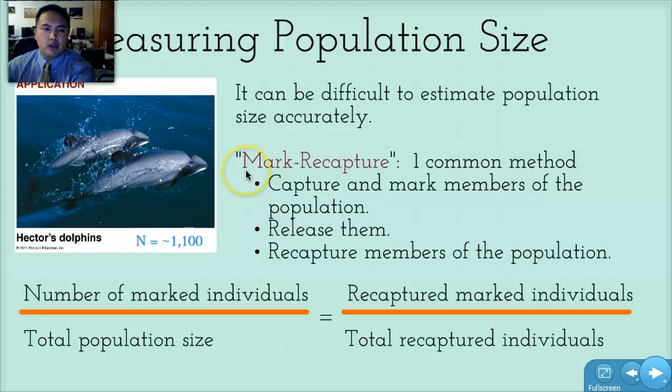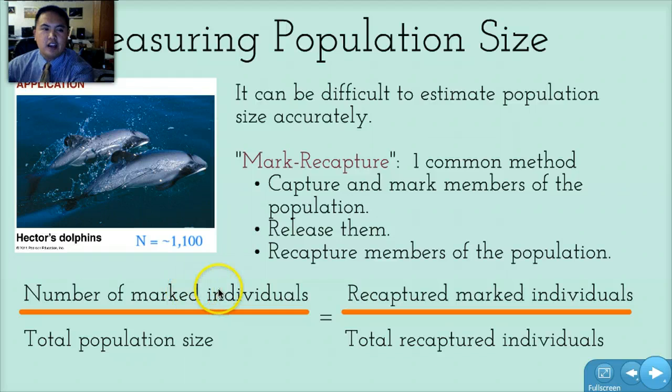One of the ways they could do it is called mark and recapture. It's a common method. What they do is capture and mark members of the population. Then they release them out in the wild. And then they recapture some and check for marks. So the number of marked individuals divided by the total population size should be equal to the number of recaptured marked individuals over the total number of recaptured individuals. So essentially I'm sort of guesstimating how many individuals there are.